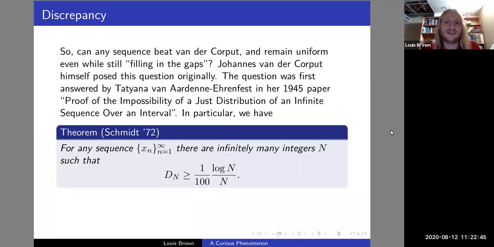In particular, 27 years later, Schmidt gives us a theorem that has a nice bound on what the discrepancy can actually be, telling us that for any sequence, there are always infinitely many integers n such that the discrepancy of the first n terms is at least 1 over 100 times log n over n. So we're always going to get a logarithmic error term infinitely many times. We can never get down to the order 1 over n.